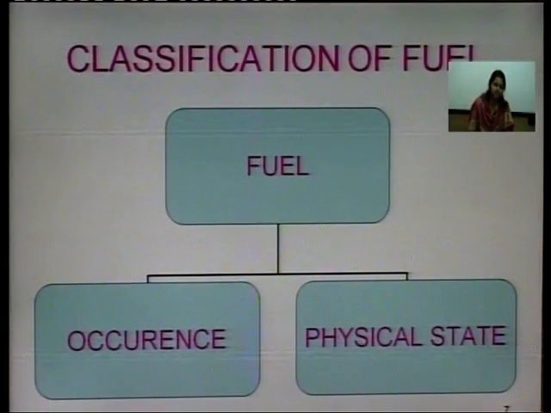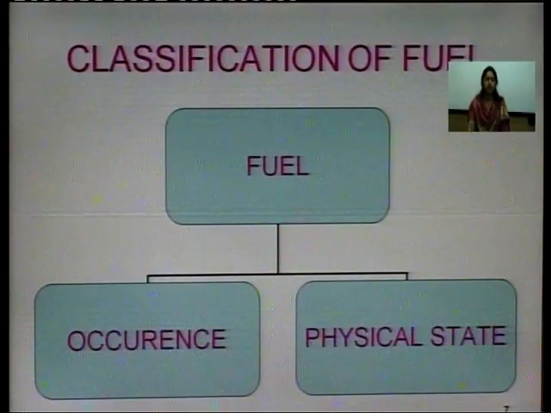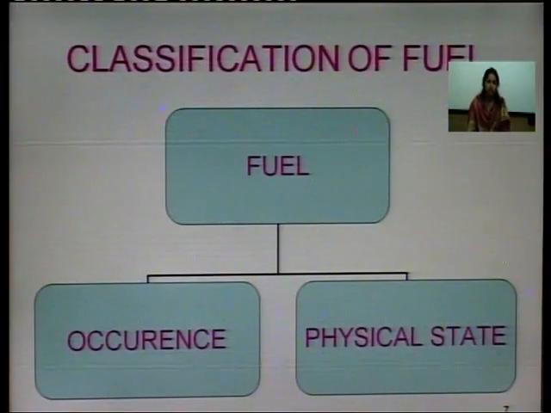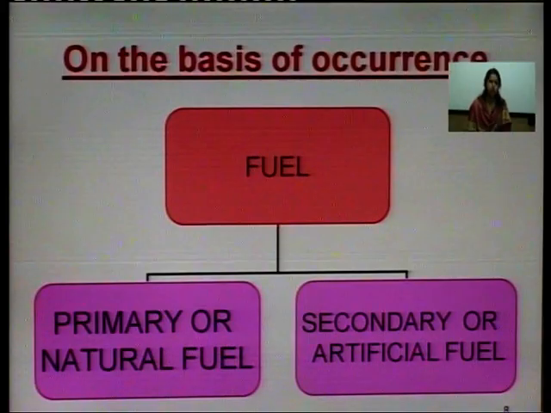Now let us discuss the classification of fuel. Fuel can be classified on the basis of their occurrence and physical state. With the help of this flow chart, I have simplified the classification, that is, fuels can be classified on the basis of occurrence, that is how they occur in nature, and on the basis of their physical state.